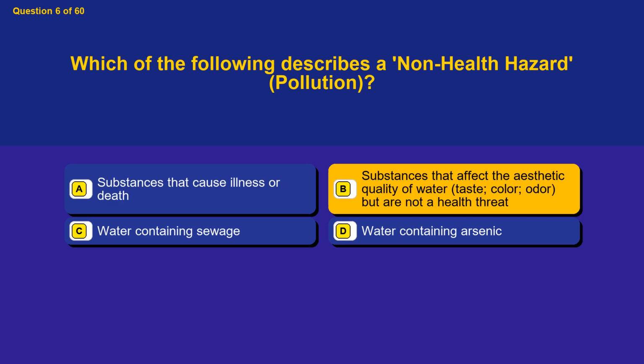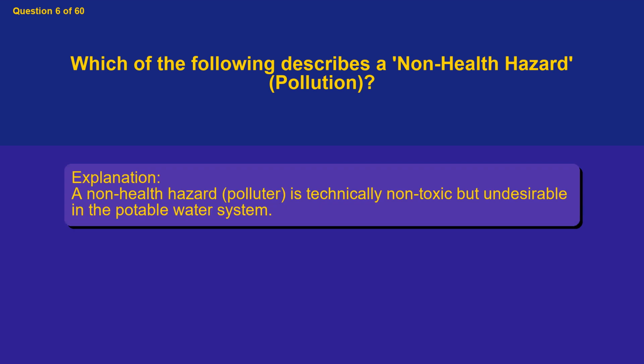The correct answer is option B, substances that affect the aesthetic quality of water, taste, color, odor, but are not a health threat. A non-health hazard, pollutant, is technically non-toxic but undesirable in the potable water system.